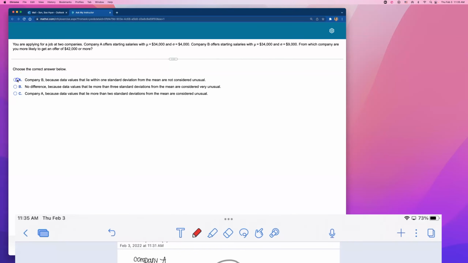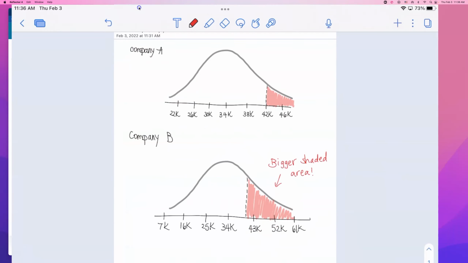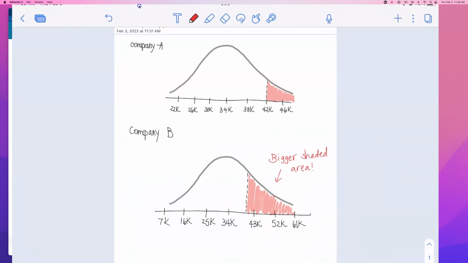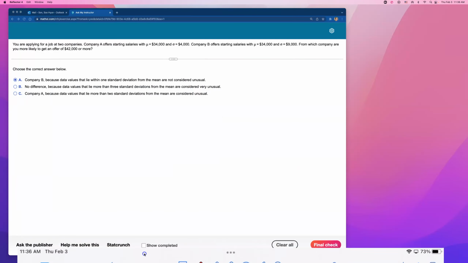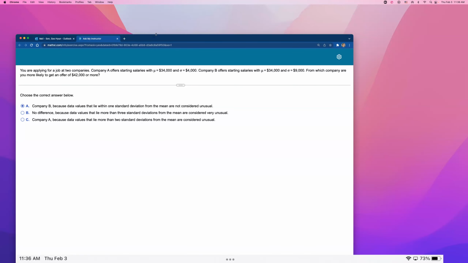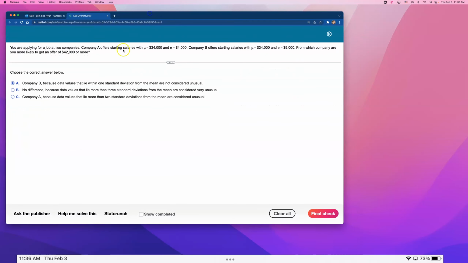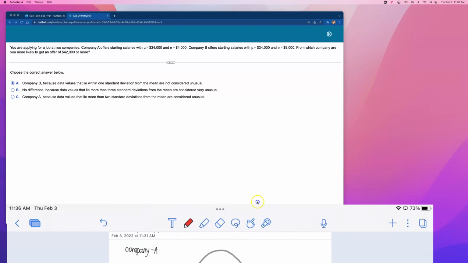Company B, because data values that lie within one standard deviation from the mean are not considered. What? Hold on. Is that their reason? Okay. Well, my reason was because the area is much bigger when we make this chart. But let me see. Do I really like this reason? It has to be company B. Because the data values that lie within one standard deviation from the mean are not considered. Okay, so let's talk about that.